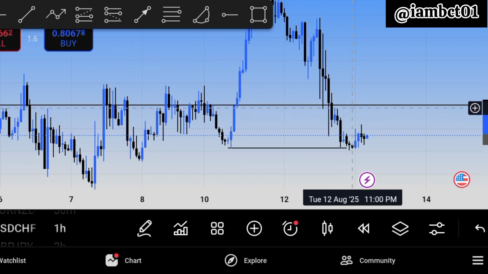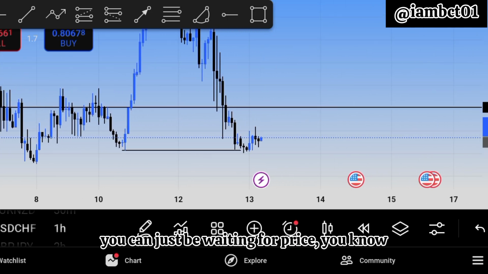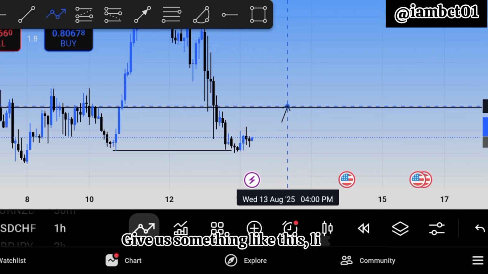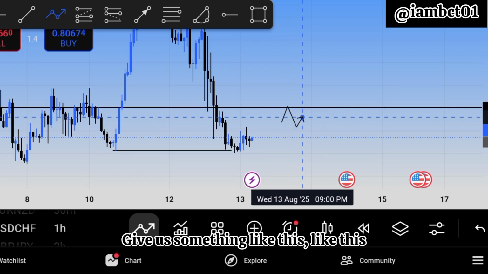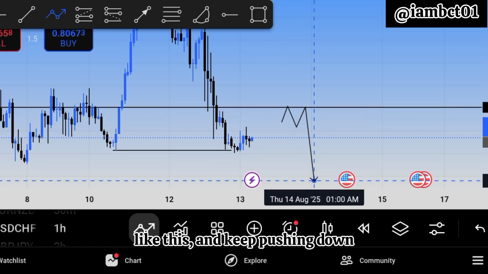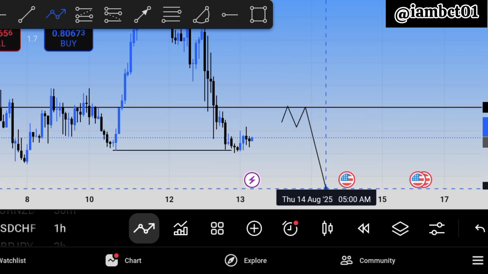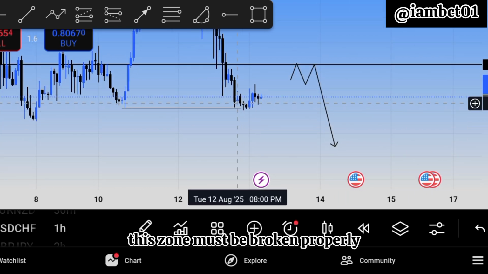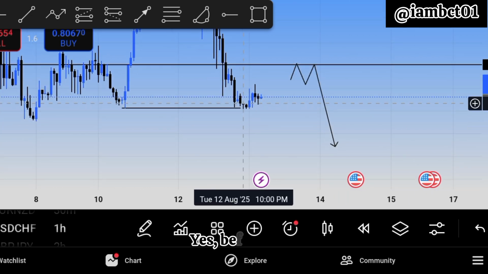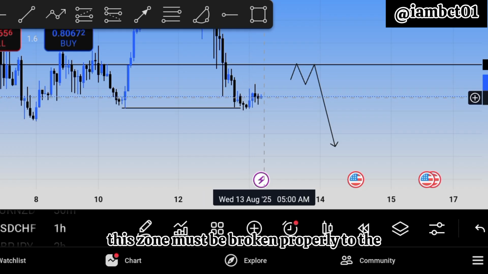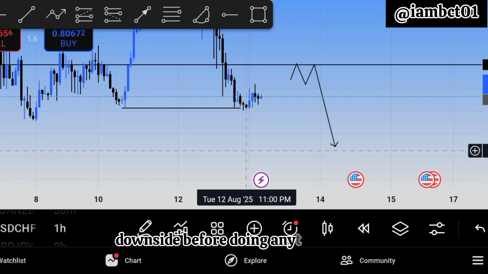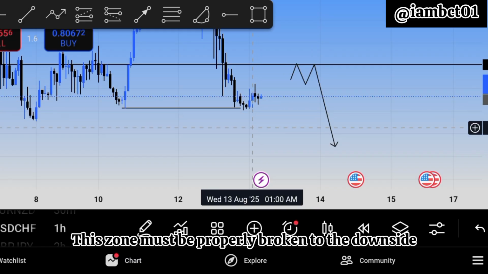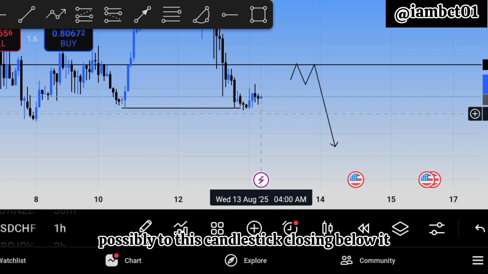So you just be waiting for price to come here, give us something like this, and keep pushing down. But before then, this zone must be breaking properly to the downside before doing anything right here, possibly with this candlestick closing below it.